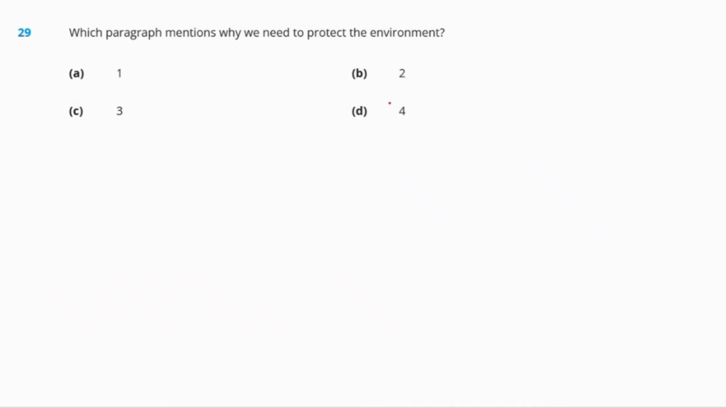Now, next is question number 29. Which paragraph mentions why we need to protect the environment? Options are A. First paragraph, B. Second paragraph, C. Third paragraph, and D. Fourth paragraph. So, out of all the 4 paragraphs, the paragraph that tells us why we need to protect the environment is option D. Fourth paragraph. So, this is the right answer to the question.